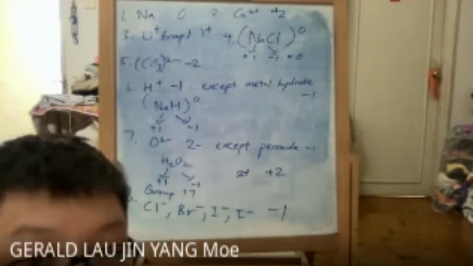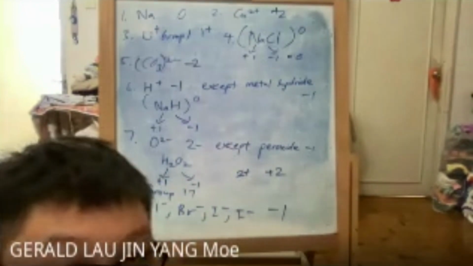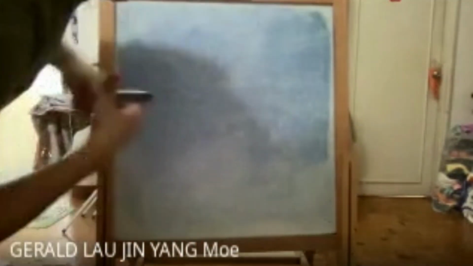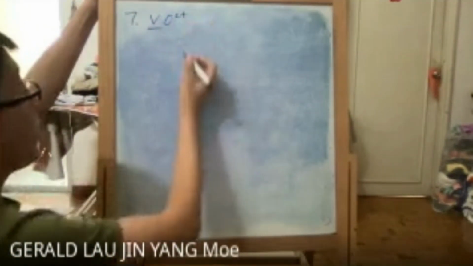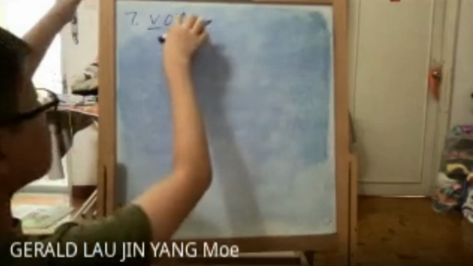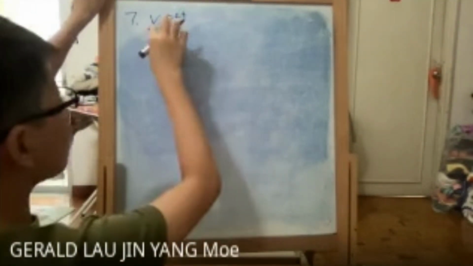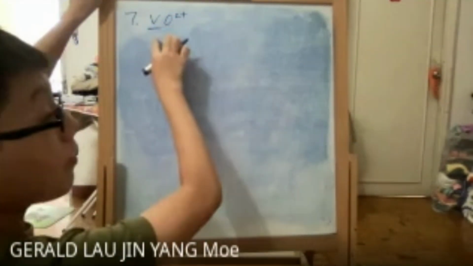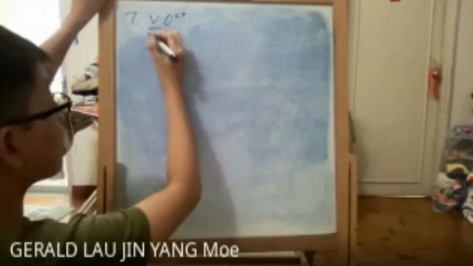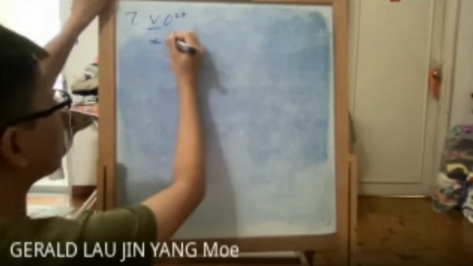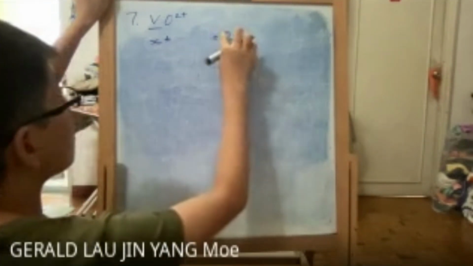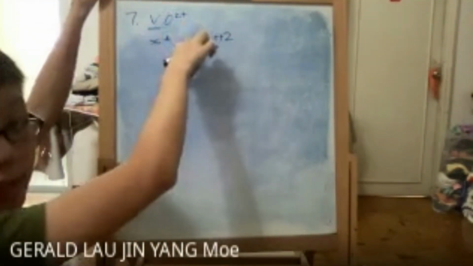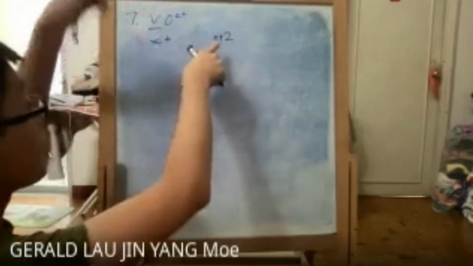Okay, activity 1D, let's do a few exercises. Let's do number 7. Looks very interesting. Vanadium, right? VO2 plus. So this 2 plus is the entire thing, 2 plus. Now you want to find the oxidation number of V, you put 1x, and then it will equal +2. Because the entire polyatomic ion is +2.